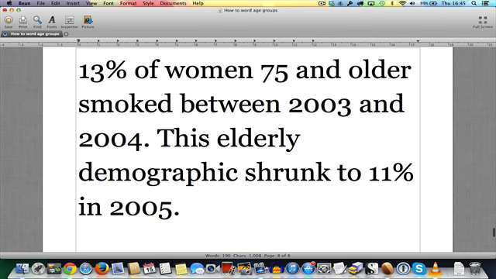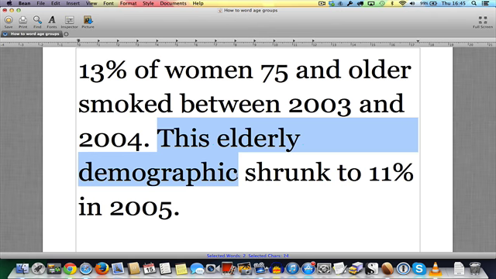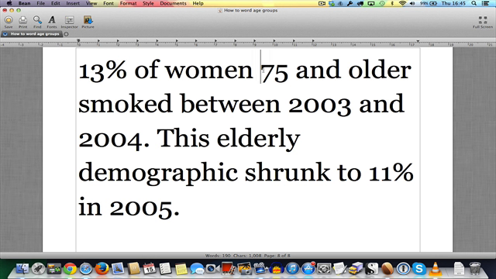Okay, so now writing it this way would be accurate, and that is because we're using the word this to link the idea of an elderly demographic. Well, what elderly demographic are we talking about? We're talking about the specific demographic that starts at 75 and moves up. So in this sense, then it would be a grammatically accurate progression. But if we were to just reference the elderly, that would not be correct.